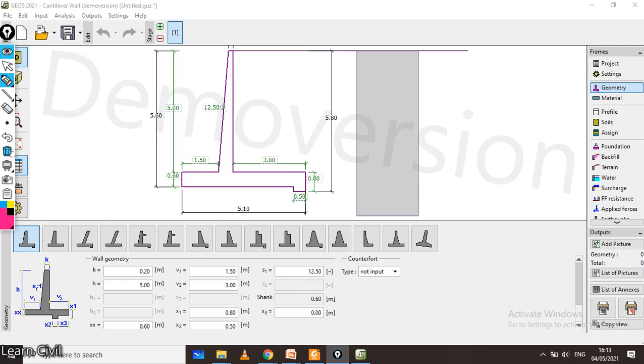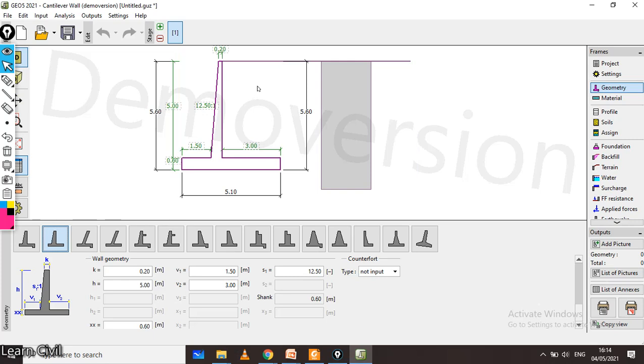We'll be selecting any one. So let us consider we'll be selecting this simple cantilever retaining wall. So just click on this, and you will be able to see the different dimensions which are auto fed in this particular software. So we'll be starting with the analysis and design of this particular retaining wall.